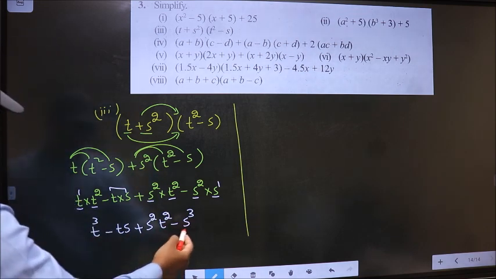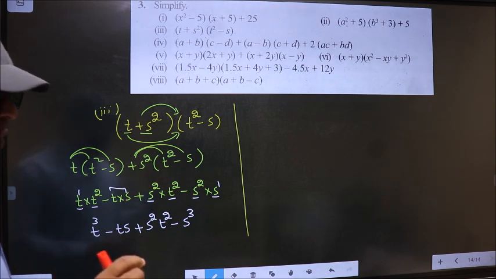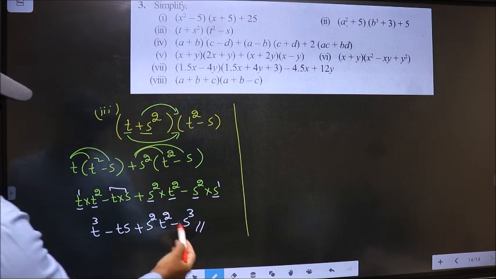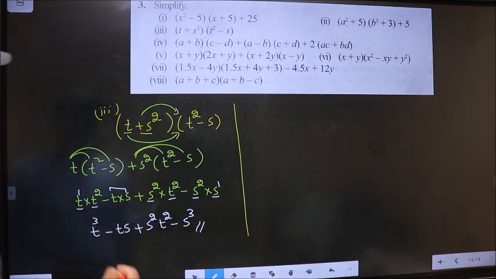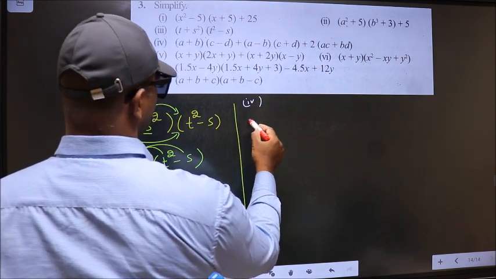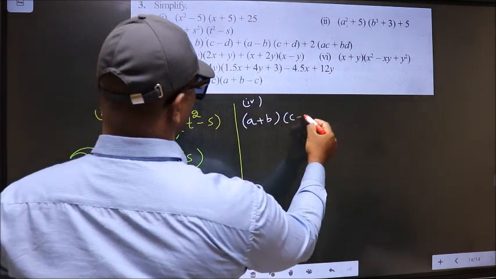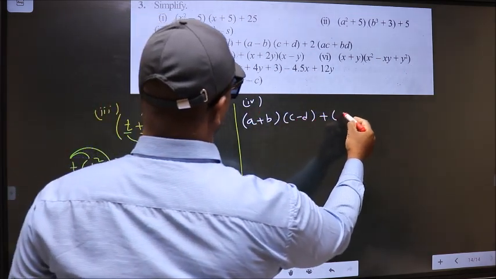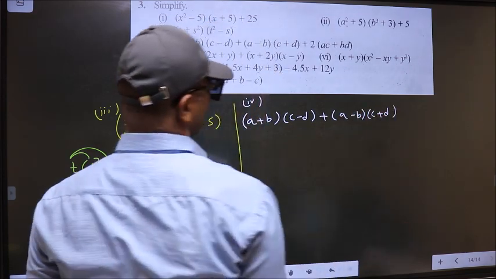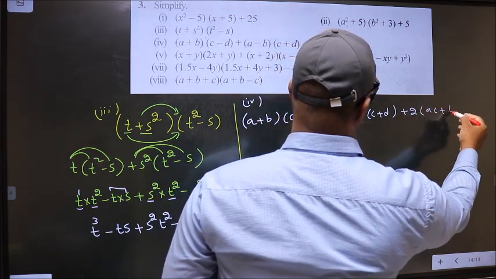Now over here in this expression we do not have any like terms, so this cannot be simplified further, so this is our answer. Now fourth bit. Fourth bit is a plus b, c minus d plus a minus b, c plus d plus twice of ac plus bd.